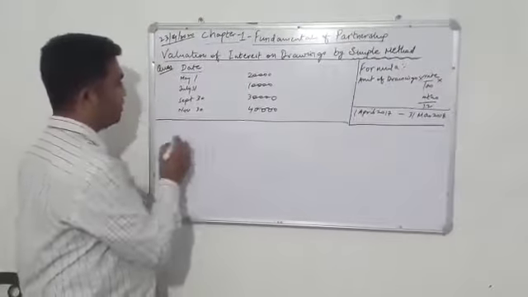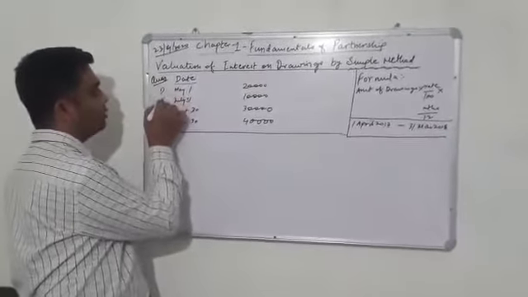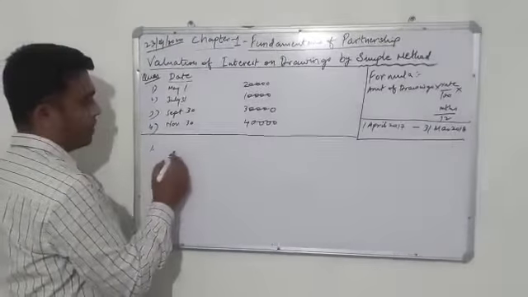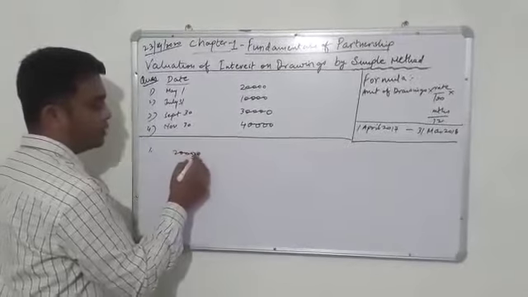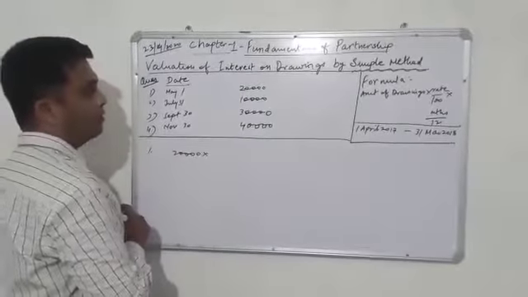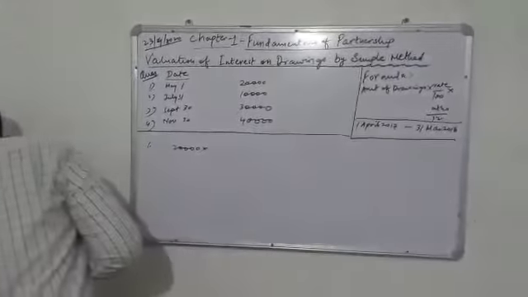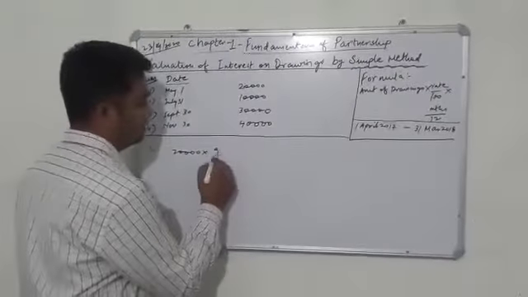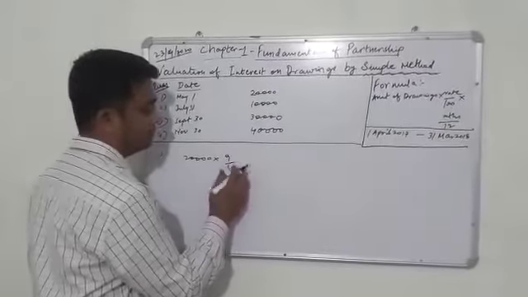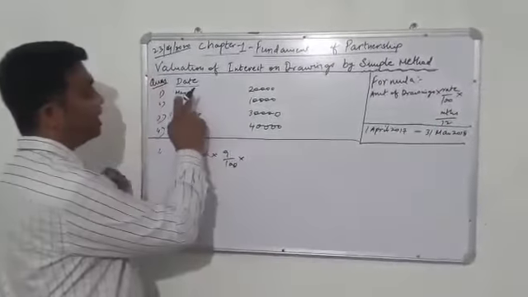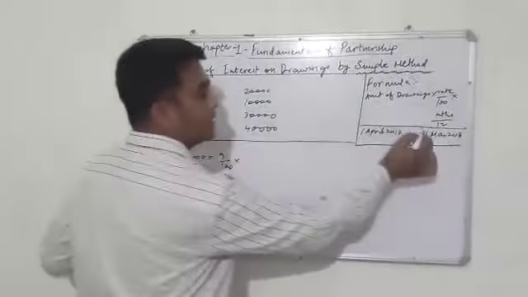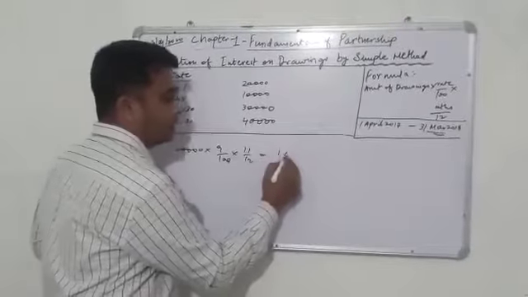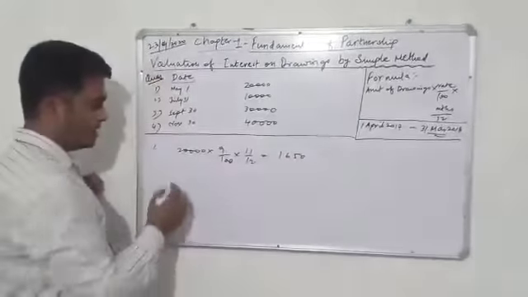So here again we have to calculate. Suppose 1, 2, 3 and 4. For the first one, suppose the amount is 20,000. The rate of interest we are taking as 9%, 9 upon 100. Now we have to calculate months from 1st May till 31st March. That comes to 11 by 12. This will come to 1,650.